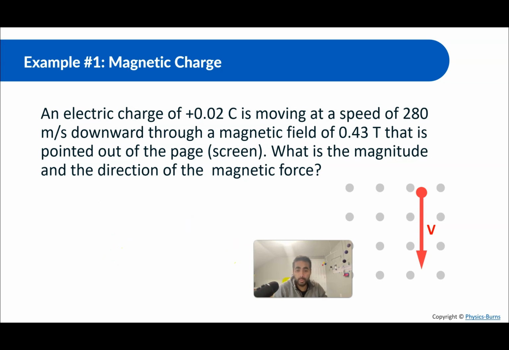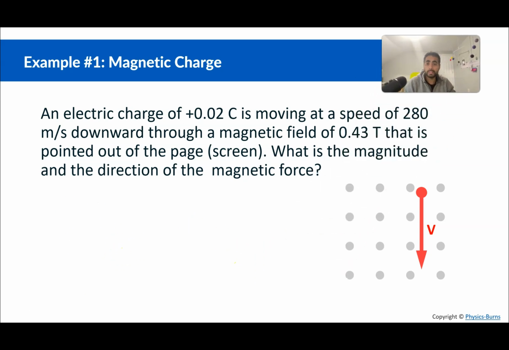Okay, so we have an electric charge of positive 0.02 coulombs moving at a speed of 280 meters per second downward through a magnetic field of 0.43 Tesla that is pointed out of the page or screen. What is the magnitude and direction of the magnetic force?